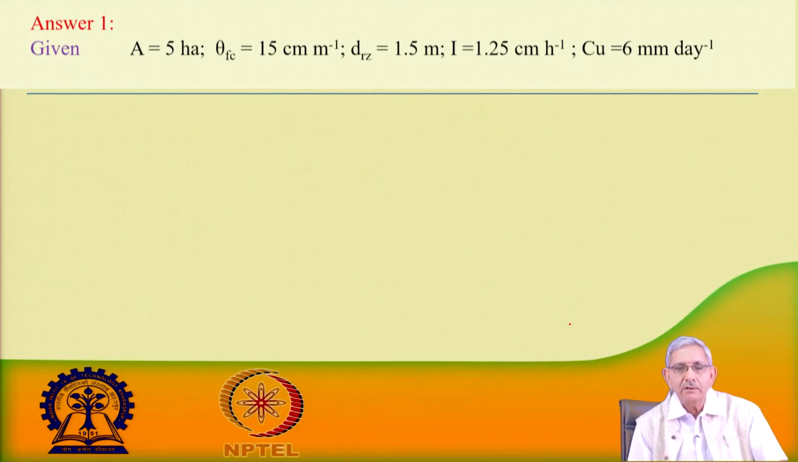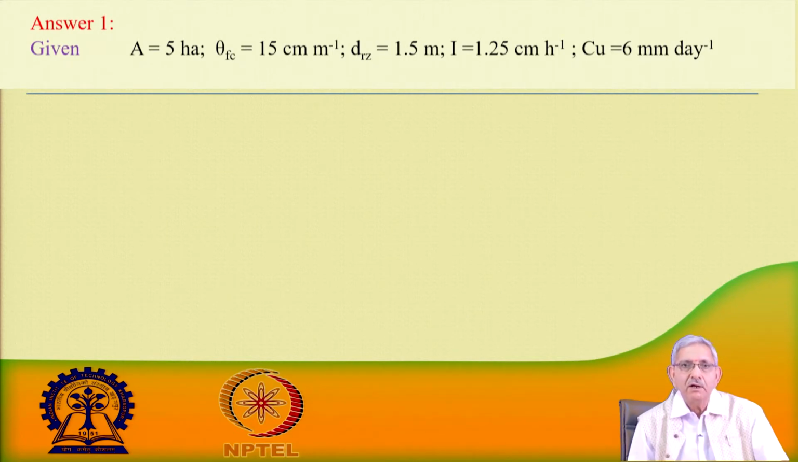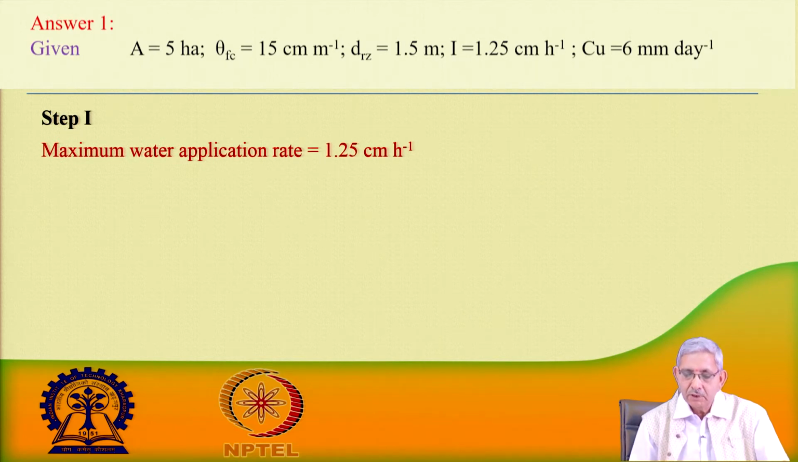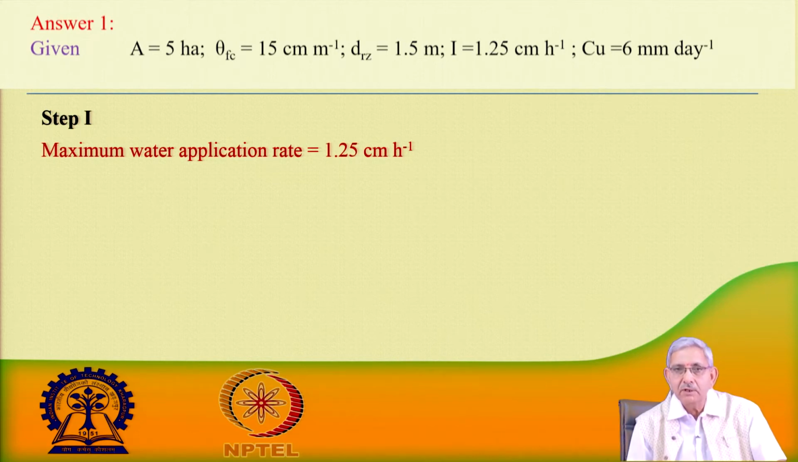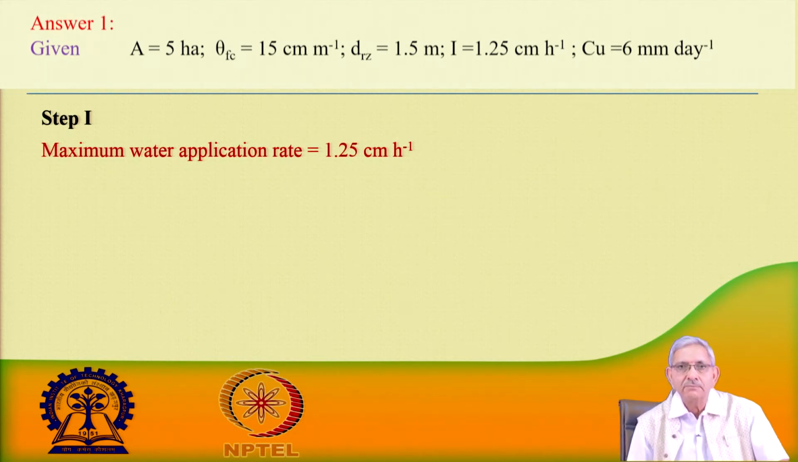Now, these data in symbol form: area is 5 hectare, the water holding capacity, which we call moisture content at field capacity, is 15 centimeter per meter depth of the soil, and depth of root zone of the crop is 1.5 meter. Application rate means we need to operate the sprinkler below the infiltration capacity of the soil, that is 1.25 centimeter per hour, which is the maximum allowable value. If it goes more than this, it will form runoff.